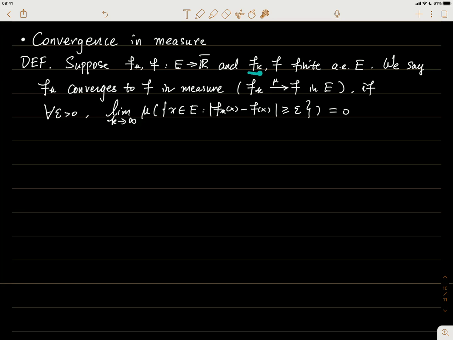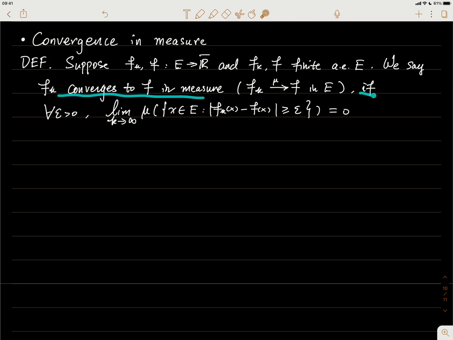Suppose all these functions and the target function are finite almost everywhere on E. Then we say that the sequence of functions fk converges to f in measure, which we denote by fk converges to f with this mu on top of this arrow. This is the notation for convergence in measure for short.